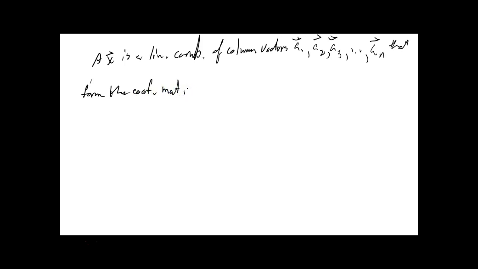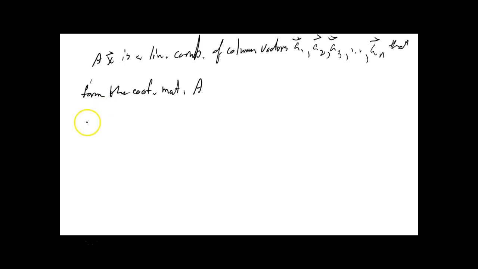Okay. A. These are the column vectors of that matrix A. Now, that's just given. A times X, that matrix A times column vector X, is a linear combination of the column vectors of A, A1, 2, 3, and so forth, that form the coefficient matrix of A. Okay?